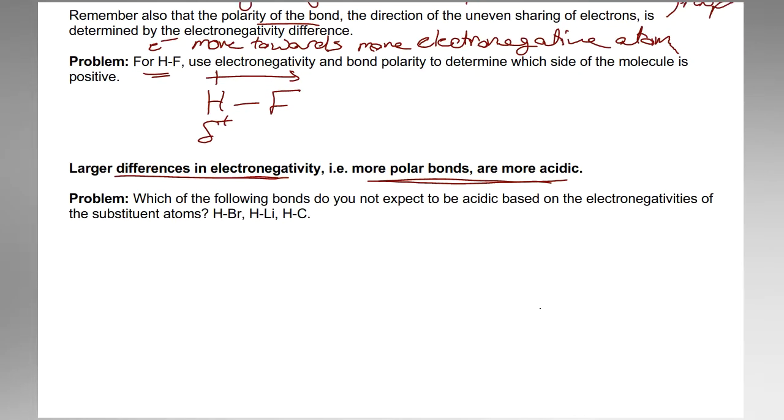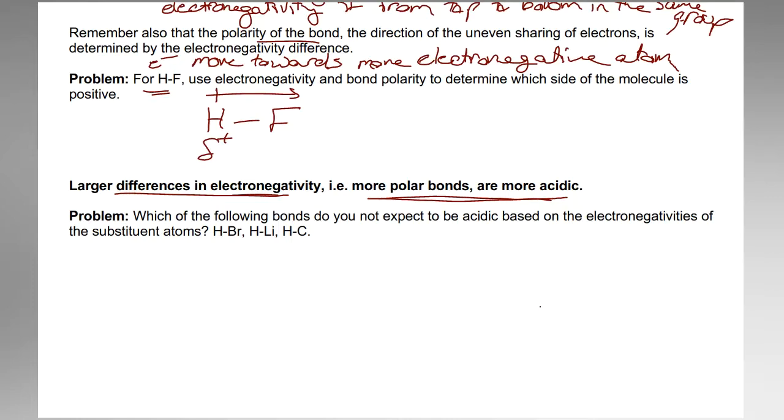So let's go ahead and take a look at this last problem. Which of the following bonds do you expect to be acidic or not acidic based on the electronegativities of the substituent atoms? Now, in order to do that, we need to know the electronegativities of each of these atoms. So I'm just going to tell you what they were from the chart up above. You can flip back in your notes and confirm that I'm not lying to you. Hydrogen was 2.20, bromine was 2.96, lithium is 0.98, and carbon is 2.55.